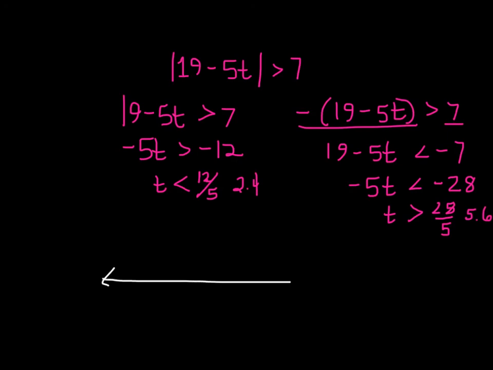Let's graph that. So here's 0. Here's 5.6. Here's 2. Nope. 2.4 right there. And I want to be less than 2.4 and greater than 5.6. And there's your absolute value inequalities.